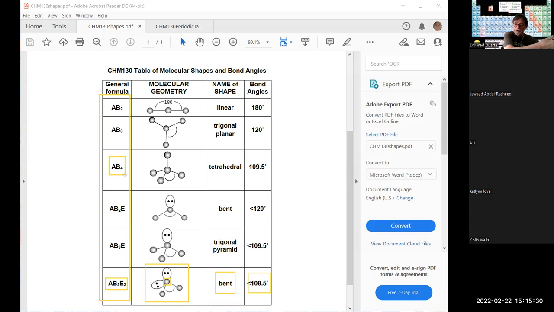It is taking the valence electrons, determining how many atoms are bonded to the central atom, and how many lone pairs. That's all it is. Don't confuse the two. This is not an actual chemical, ABE. It's just a general formula. So AB4 is the most common structure that's out there in nature, and a three-dimensional model is shown right there.